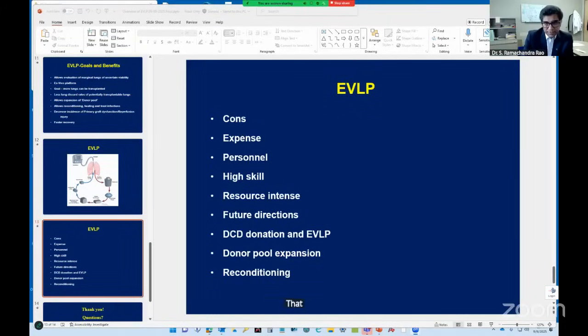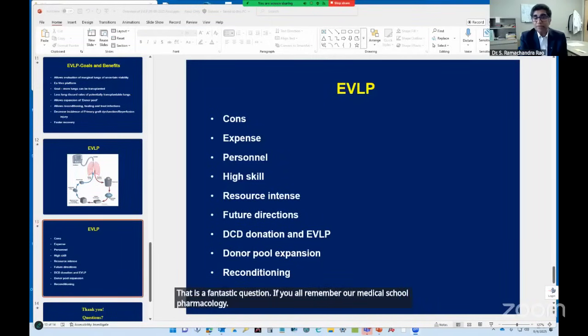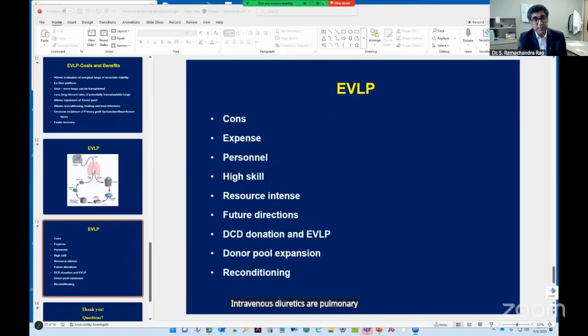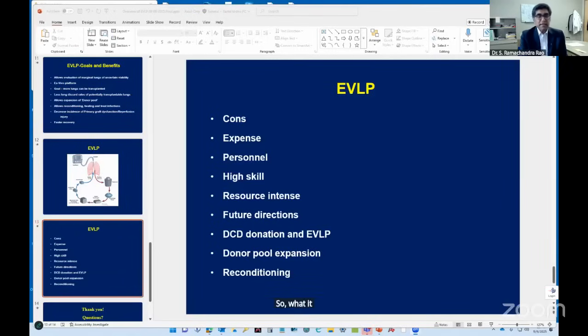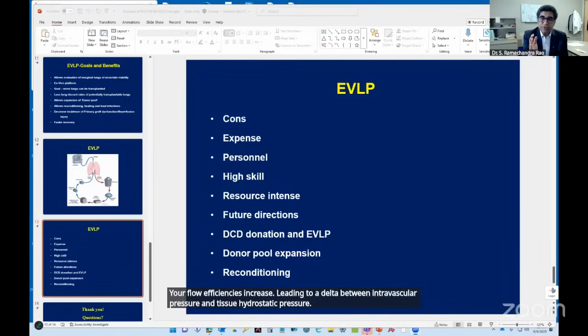That is a fantastic question. If you all remember our medical school pharmacology, intravenous diuretics are pulmonary venodilators. I mean, they are pulmonary arterial dilators so that they decrease the preload. There is vasorelaxation so that your flow efficiencies increase, leading to a delta between intravascular pressure and tissue hydrostatic pressure, leading to fluid shift from interstitial total lung water back into the vascular tree.